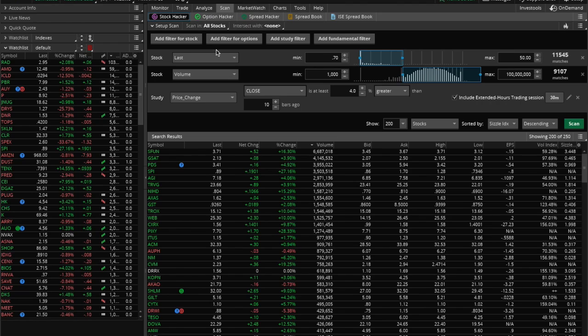A quick thing, I'm going to give you guys a rundown. So it says stock, study. What that means is you click on add filter, that adds for stock. So that would be this one. Add filter for stock would be this one. And then add study filter would be adding this one.